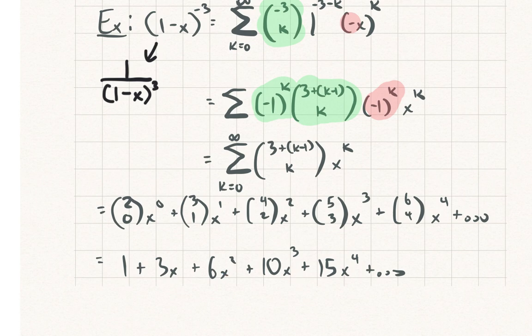And I just want to point out that I can view this in the following way. So 3 I can view as 1 plus 2. 6 I can view as 1 plus 2 plus 3. 10 I can view as 1 plus 2 plus 3 plus 4. 15 I can view as 1 plus 2 plus 3 plus 4 plus 5.